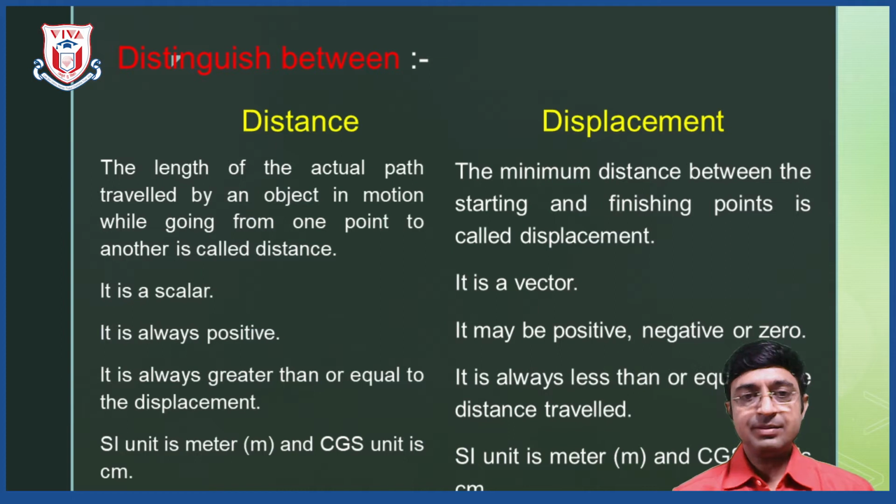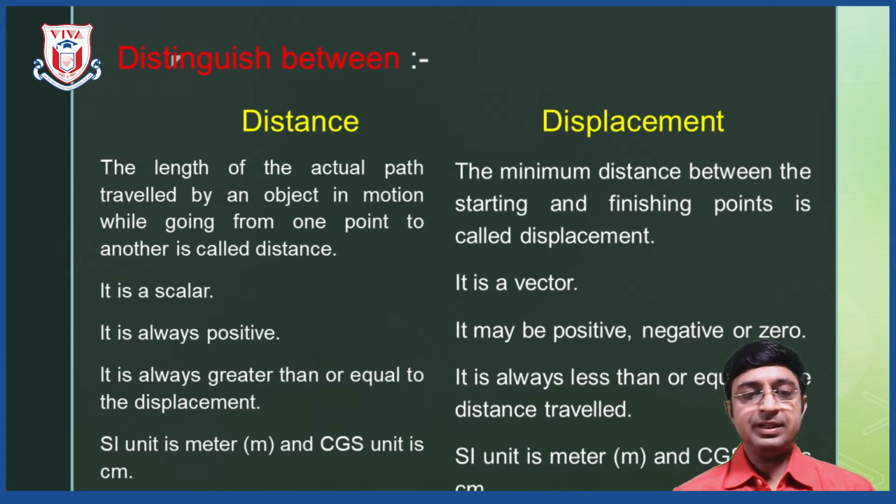Next difference between these two terms, distance is a scalar quantity. What is meant by scalar and vector, you already learned in previous standard. Then also we learn in detail in the next slide. So distance is a scalar quantity. Displacement is a vector quantity. Vector quantity means magnitude as well as direction is required.